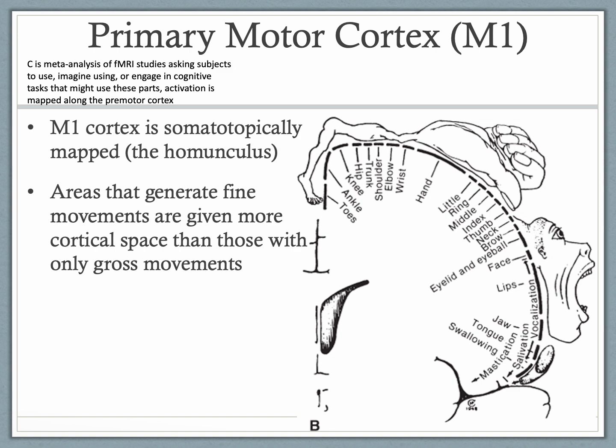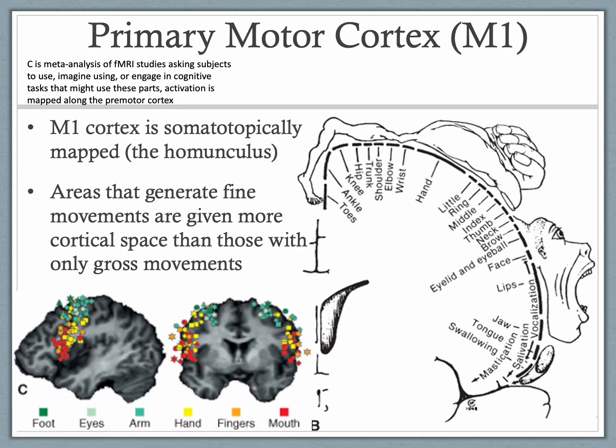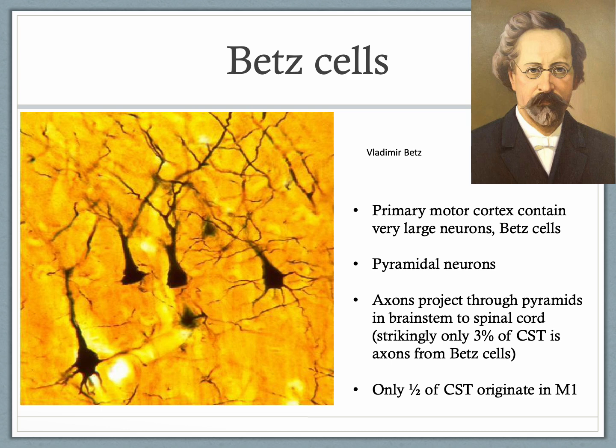Areas that generate fine movements are given more cortical space than those with only gross movements. So you can see foot, eyes, arm, hand, fingers, mouth. We have Betz cells, named after Vladimir Betz. These are in primary motor cortex and contain very large neurons. These are Betz cells. These are pyramidal neurons.